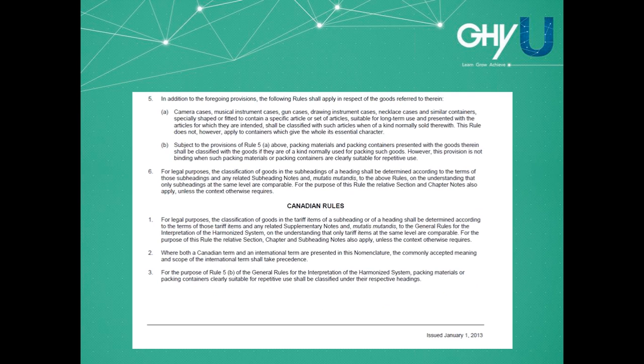And then Rule number 6. It's saying for legal purposes, the classification of goods in the subheadings of a heading shall be determined according to the terms of those subheadings and any related subheading notes, and mutatis mutandis to the above rules, on the understanding that only subheadings at the same level are comparable. For the purpose of this rule, the relative section and chapter notes also apply unless the context otherwise requires.